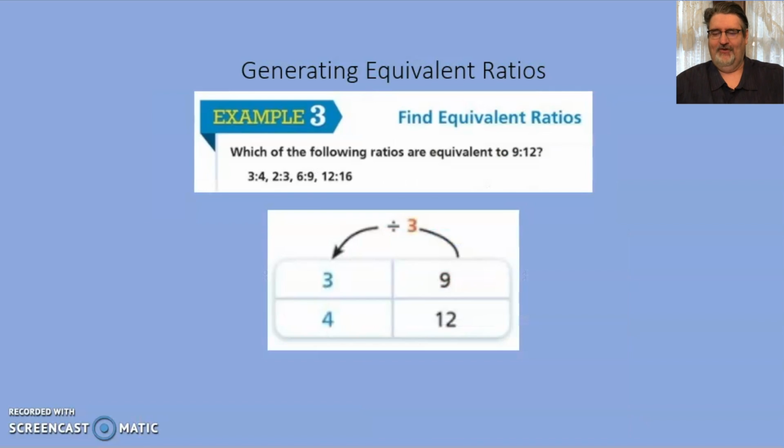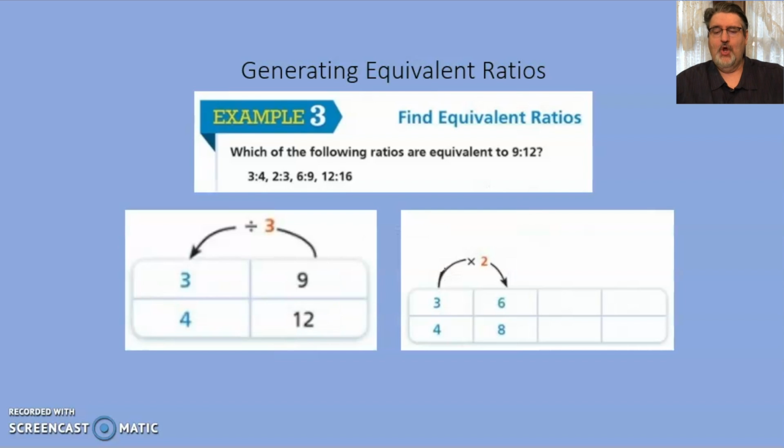All right, for our third example, this is finding equivalent ratios for 9 to 12. Which of these will work? 3 to 4, 2 to 3, 6 to 9, and 12 to 16. Well, for 9 to 12, I know that 3 goes into both of those, so we can divide them by 3 to get the fraction down to its smallest. 9 divided by 3 is 3, and 12 divided by 3 is 4. So we have 3/4. Once you get it down to 3/4, now you can multiply up to find equivalent ratios. 3 times 2 is 6, and 4 times 2 is 8.